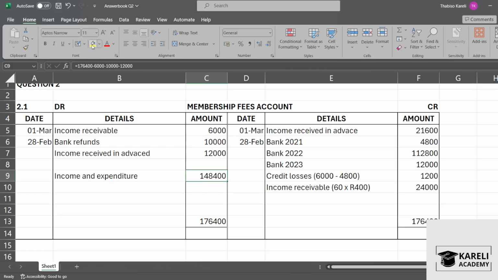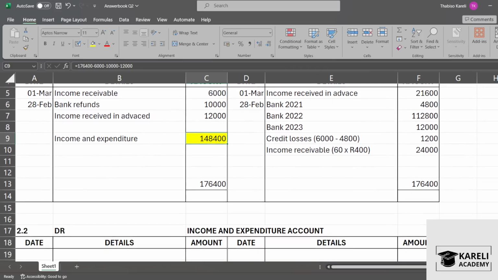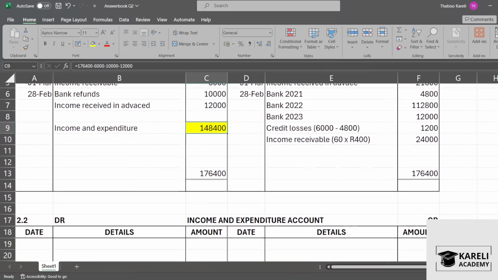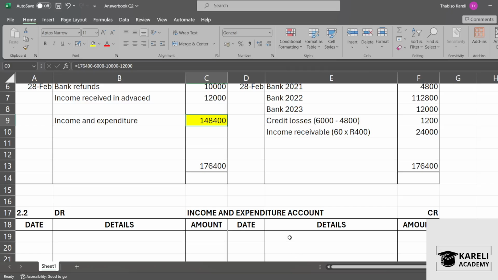Now it means we are done with our membership fees account. Now I'm highlighting this amount because we must perform the double entry or the counter entry system, which means the membership fees account was debited with income and expenditure. Now therefore the income and expenditure account should be credited with membership fees. With what? With the amount of 148,400.